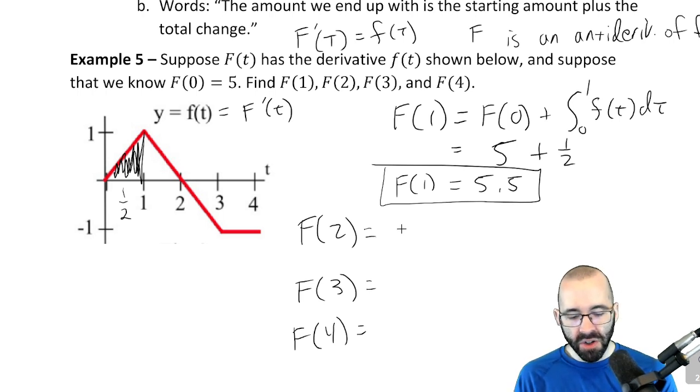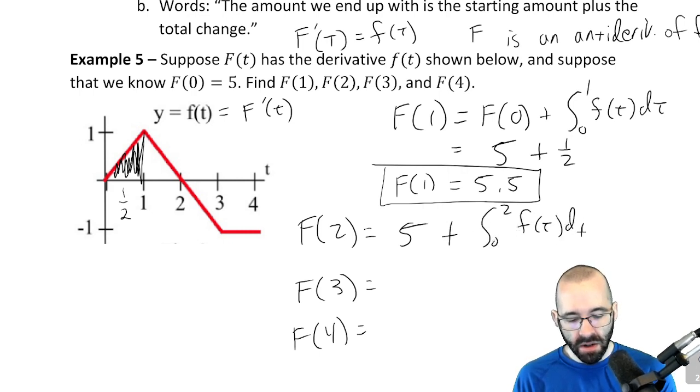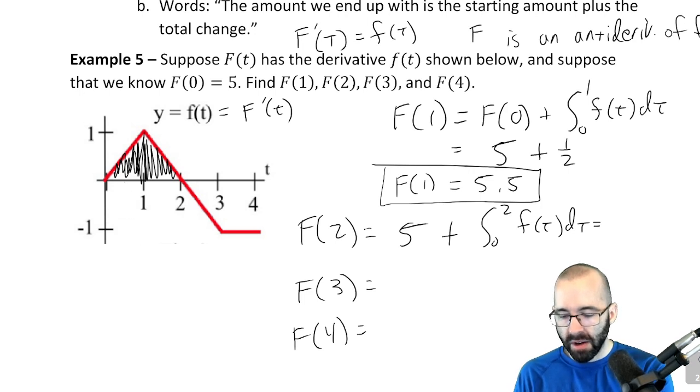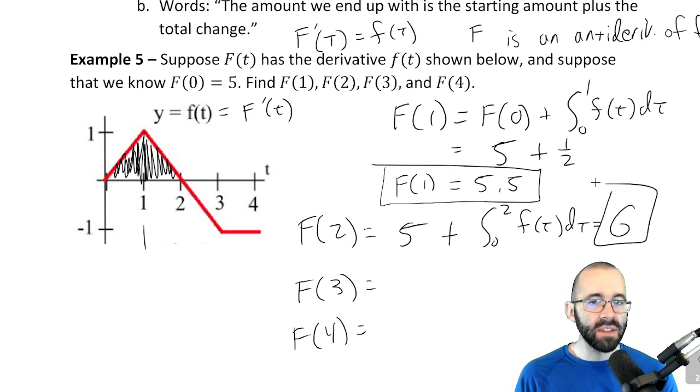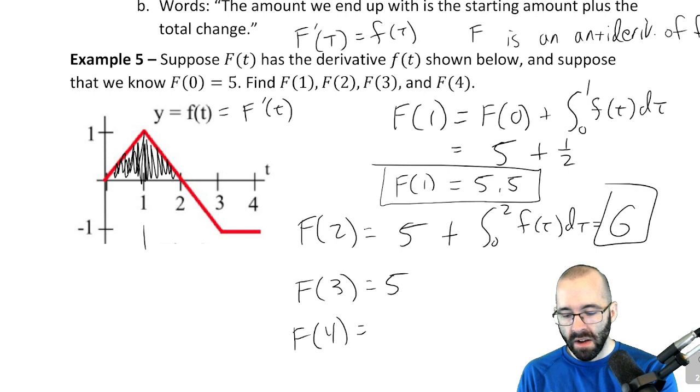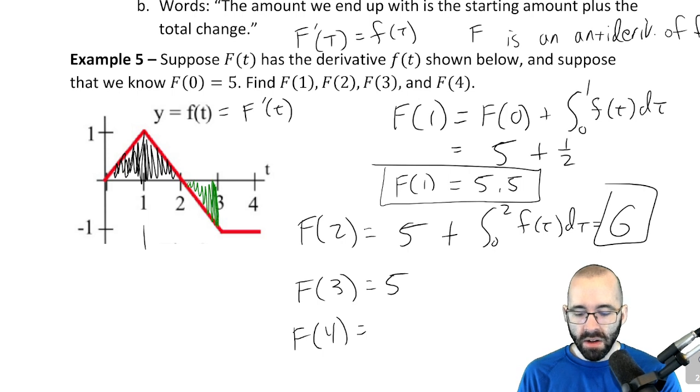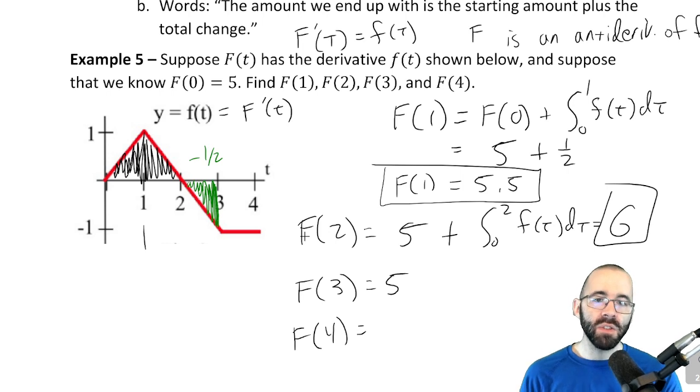So similarly, F of 2 is going to be the starting value plus the integral up to 2. Now we're looking at this whole area up to 2, which is an area of positive 1. So this definite integral, this value is 6. Now for 3, we're going backwards. We have this positive black area, but now we have this negative 1/2 area. Remember, integrals are signed area.